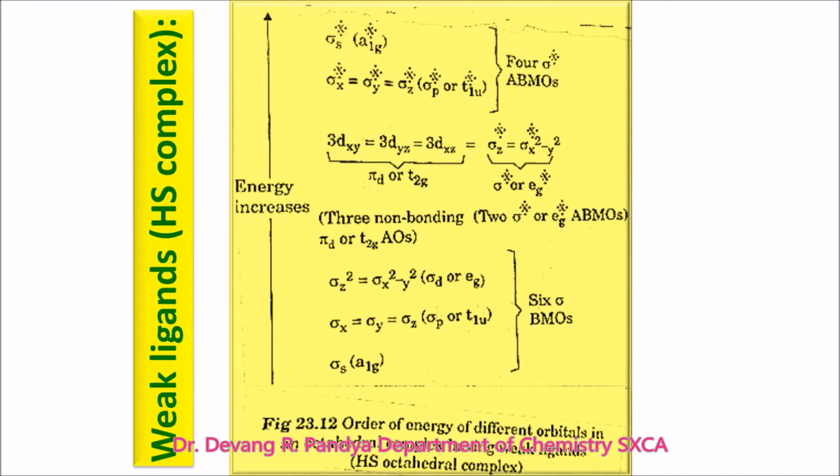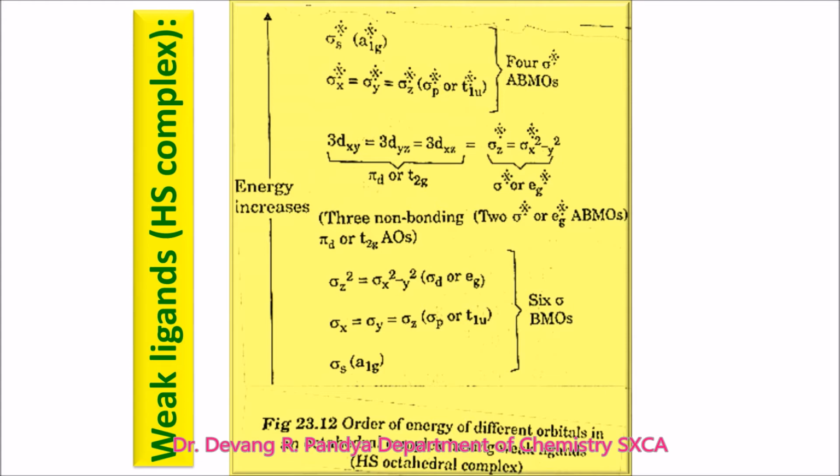spin complex. Above this we have sigma star x, sigma star y, sigma star z, that is sigma star p orbital branded as T1U star, and above which we have the highest energetic, that is sigma star s, A1G star orbital. This is for ABMOs.